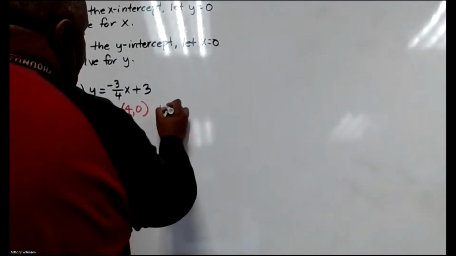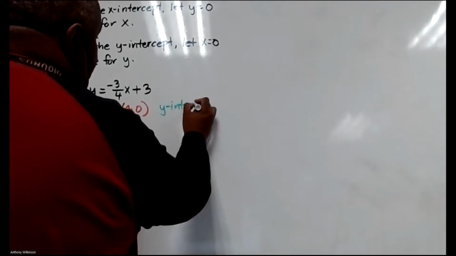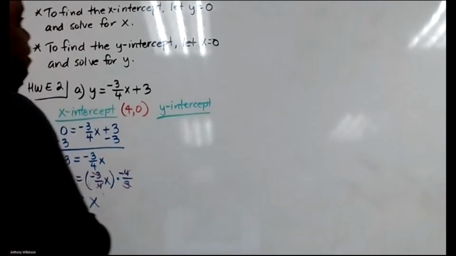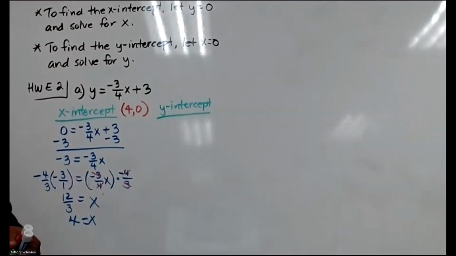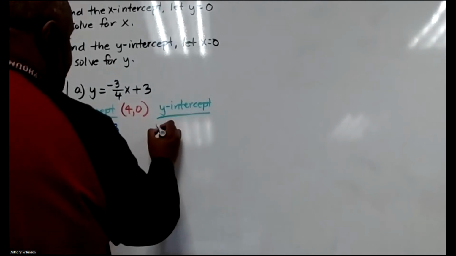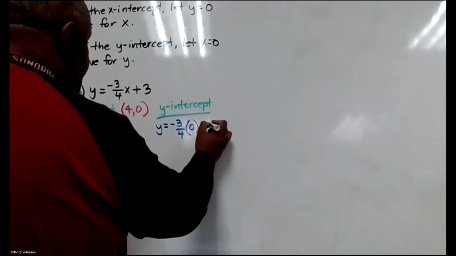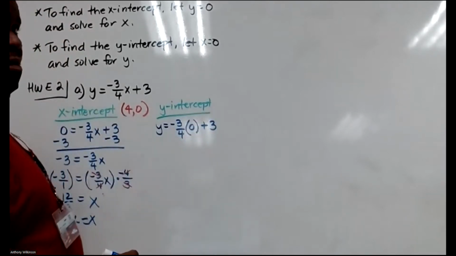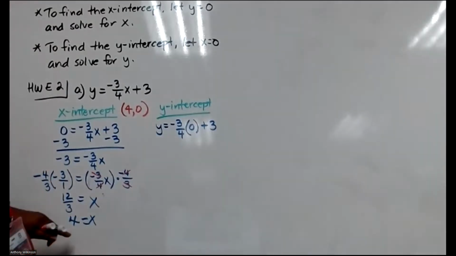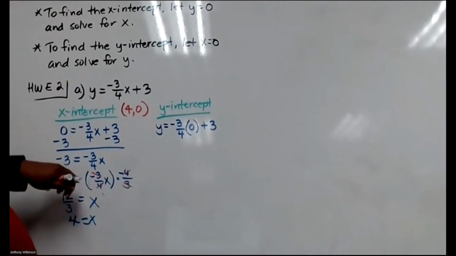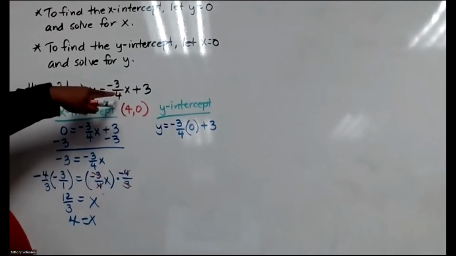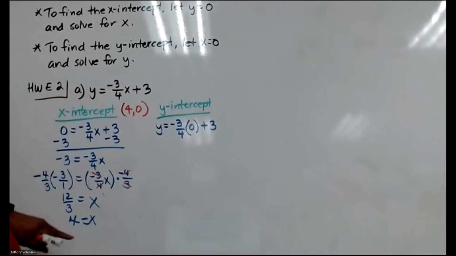Now for the y-intercept. Now for the y-intercept, we can do two things. You can let x equal 0 and solve for y. Okay. So here we can do this. Y is equal to negative 3/4, and we're substituting 0 in for x. I thought that you already figured out x, we could put 4 in there. Putting this back in. Or did we just solve for x? That's the x-intercept.